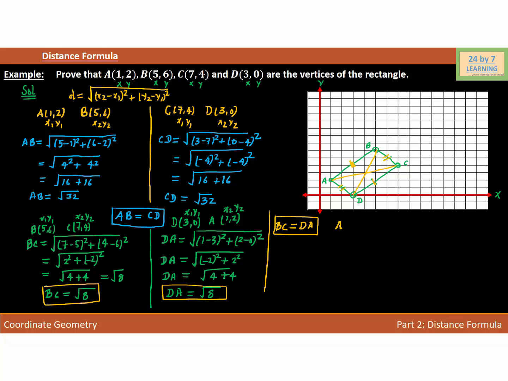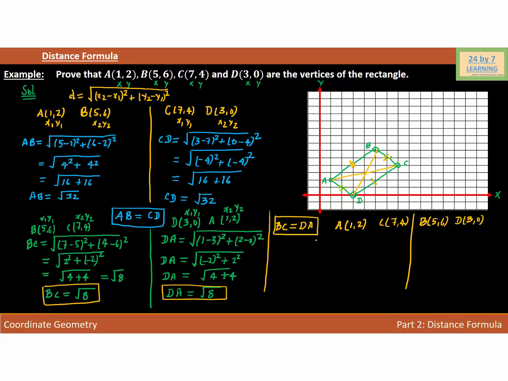AC first. So my A is 1, 2 and my C is 7, 4. And at the same time I have my B, which is 5, 6 and my D is 3, 0. Now let's find AC on this side.